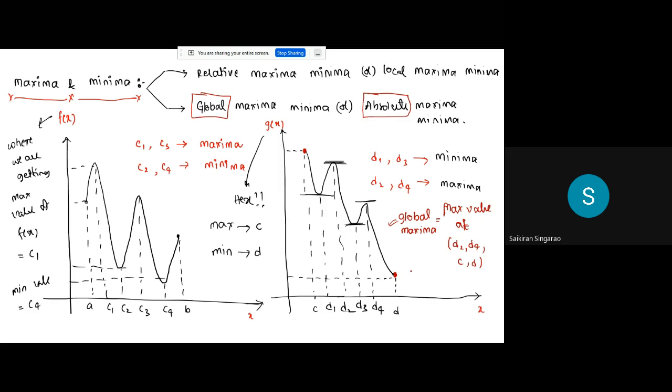Similarly, what will be global minima? Global minima is the minimum value. Where is the minimum value? It could be at D1, it could be at D3, or it could be at C, comma D. So the only difference between absolute maxima, absolute minima, local maxima, local minima, or global maxima, global minima is whatever points are there between the extreme points.